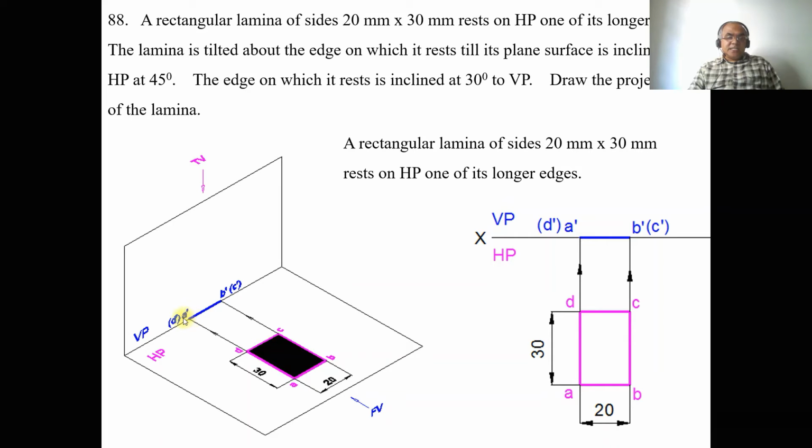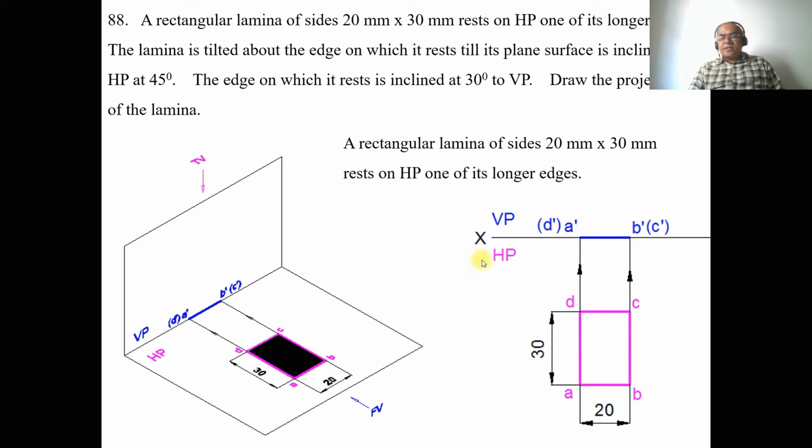As we see, the edges a dash b dash, b dash c dash, c dash d dash and d dash a dash are all parallel to HP. So you are getting the true shape in the horizontal plane. So initially we have to keep the lamina on the horizontal plane such that the two longer edges are perpendicular to VP. That is what we have written here. Since they are perpendicular to VP, in VP you get a line, and as all the sides are parallel to HP, we are getting the true shape in HP.